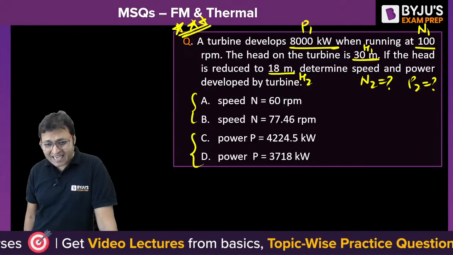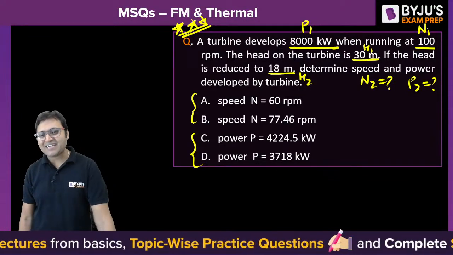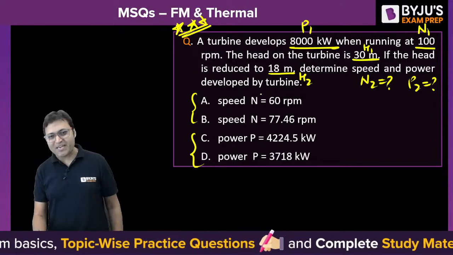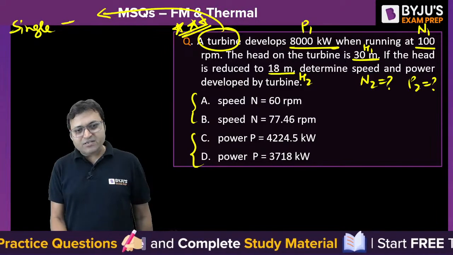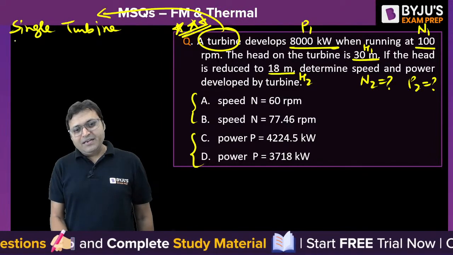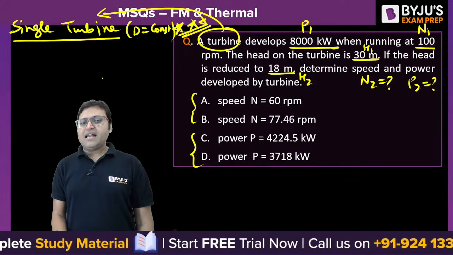Kumar is saying D is correct, C is incorrect, and Maniket is saying A is correct, B is incorrect. What is your opinion? It is a single turbine. It is not about prototype and model. So can we say diameter remains constant? The diameter will be constant.